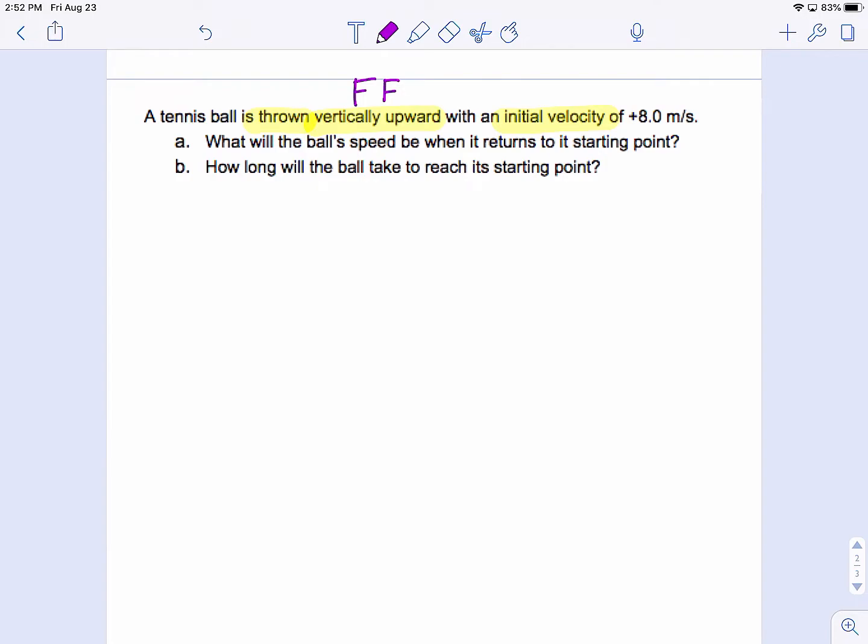Okay, also here a key word is that it's got an initial velocity. That's positive 8.0 meters per second. It says what will be the ball's speed when it returns to its starting point, and then how long will the ball take to reach its starting point.